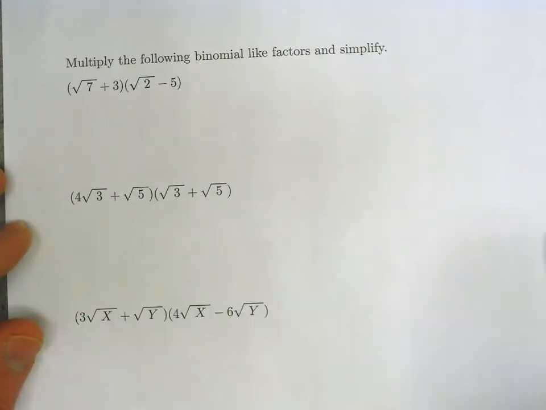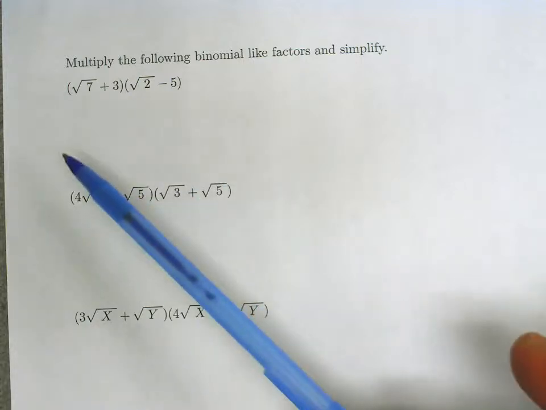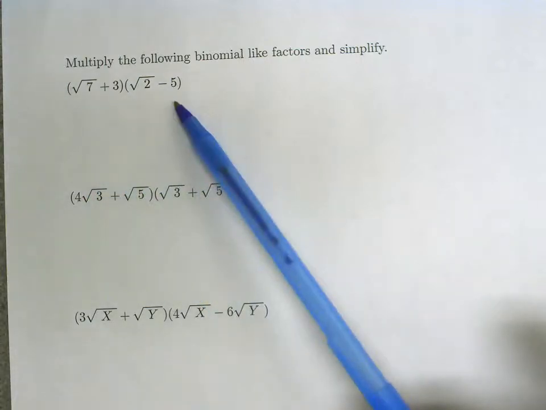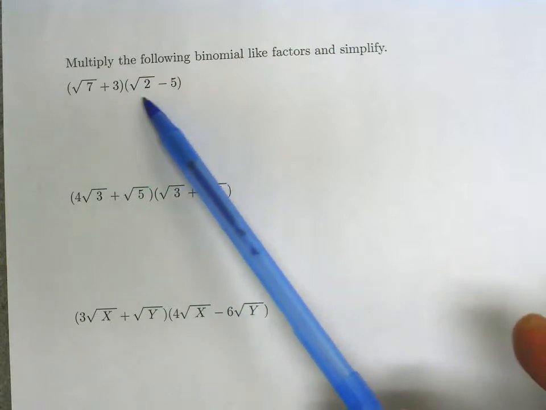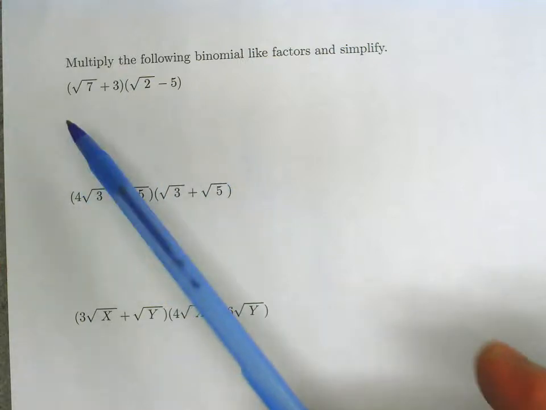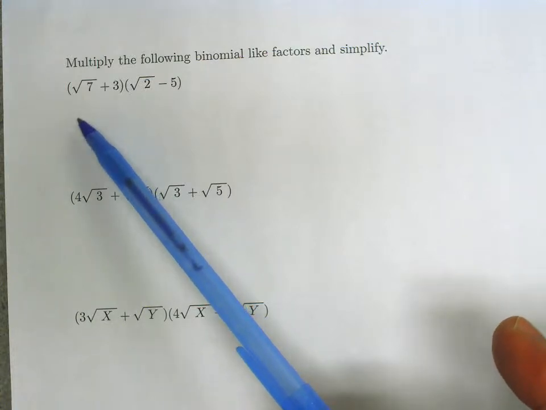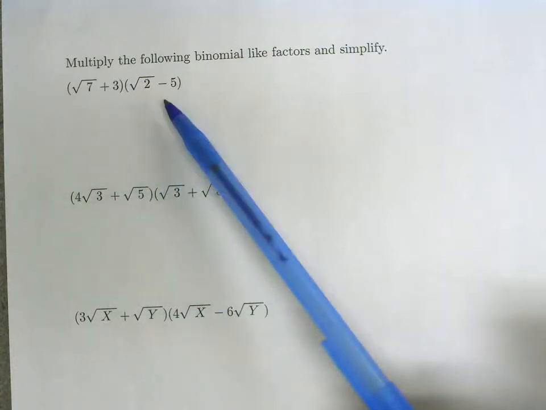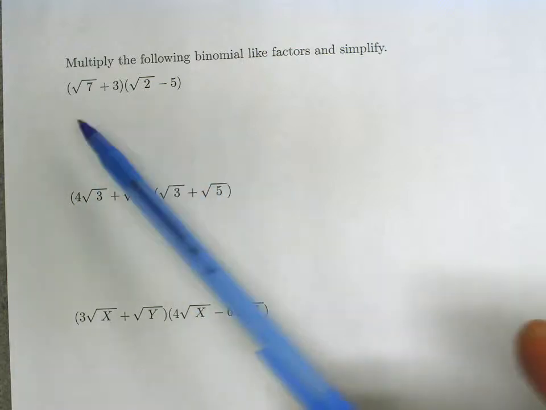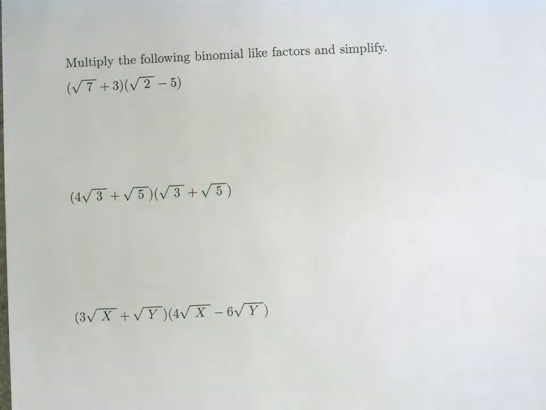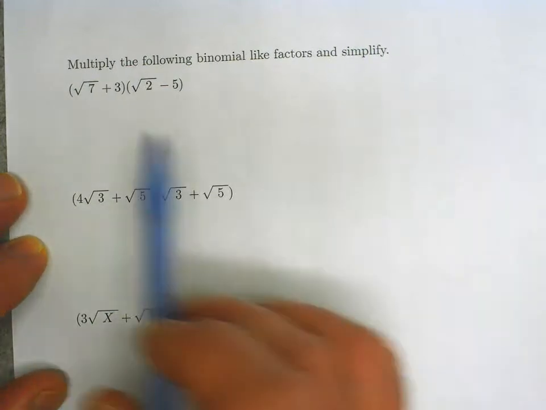Okay, so these next few examples involve radicals, but they look more like binomials. So if you just apply what you know about multiplying binomials to multiplying these kinds of expressions with radicals, then it'll work out nicely.